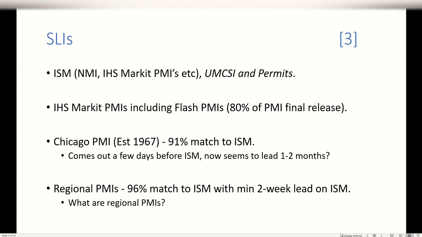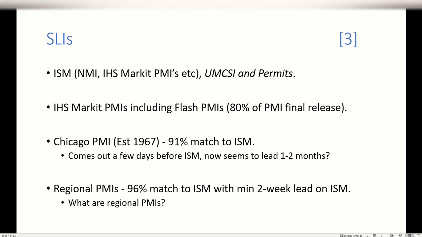Another short-term leading indicator the US has is the Chicago PMI, which is a bit more volatile than the ISM, but still comes out a day or two before the ISM. I know a day or two isn't really that much or helpful, but it does help you underscore and confirm the ISM direction. Potentially, some people think that it leads the ISM by a couple of months. I'm doubtful on that, but it does have a good match to the ISM.